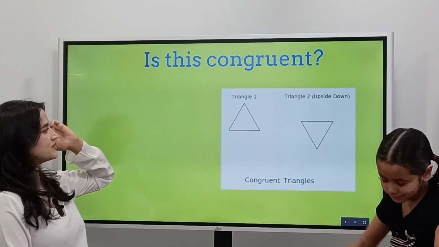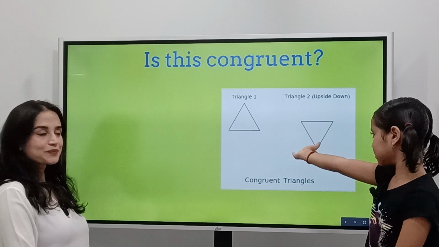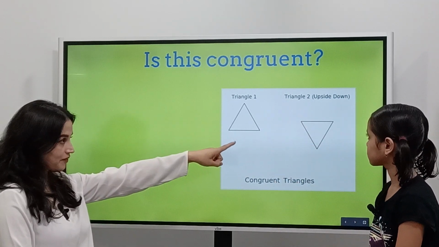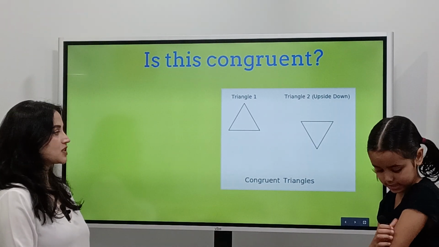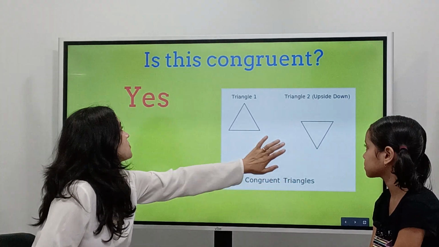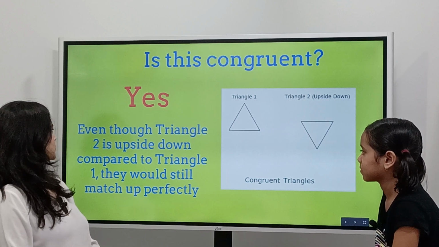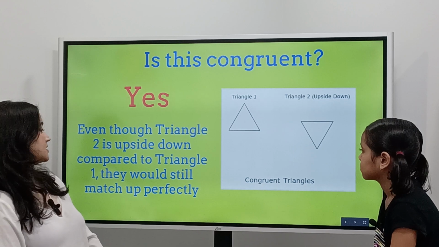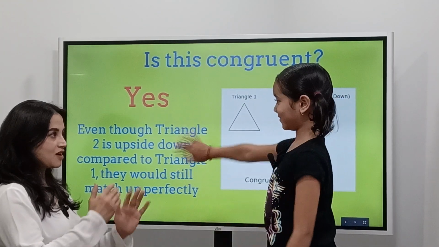How about this one? Is this a congruent? Why do you think so? Because this is just upside down. Yeah, it has the same shape and same size. That's why they are congruent figures, even though it's upside down. You're right. So even though triangle 2 is upside down compared to triangle 1, they would still match up perfectly. What are congruent figures? Even though it's upside down, they are.